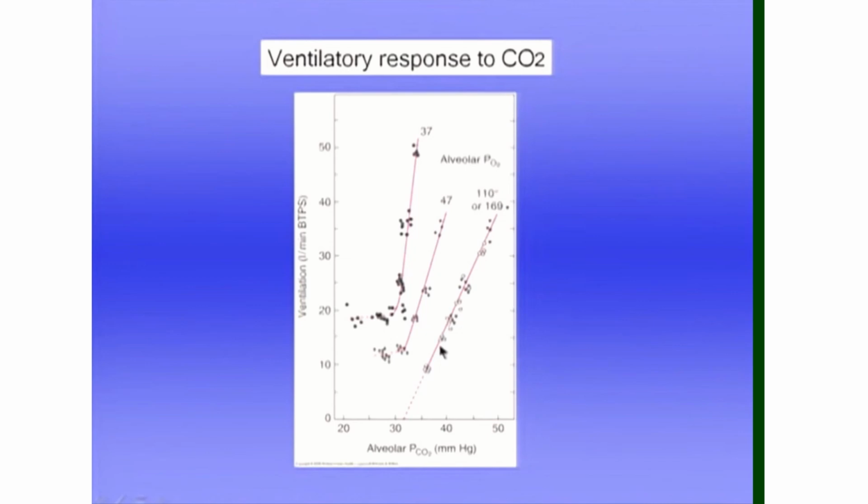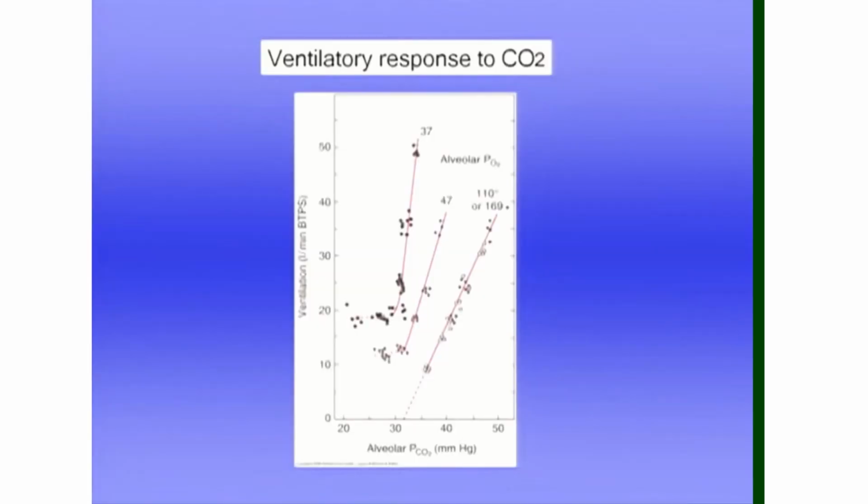So there's interaction between the two stimuli here, the PO2 and the PCO2. Of course, the ventilatory response to CO2 is mainly the central chemoreceptors. The peripheral chemoreceptors make some additional response.